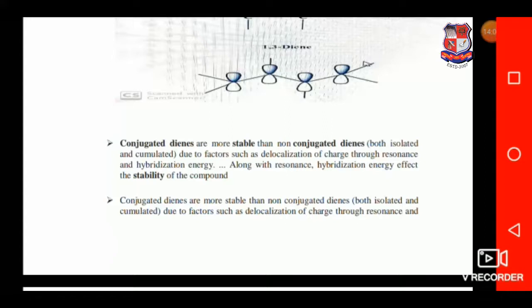In one of the GTU question papers, the question was regarding the stability of conjugated dienes over non-conjugated dienes, and the answer will be: the stability of conjugated dienes is more compared to non-conjugated or isolated dienes because of the delocalization of charge through resonance.